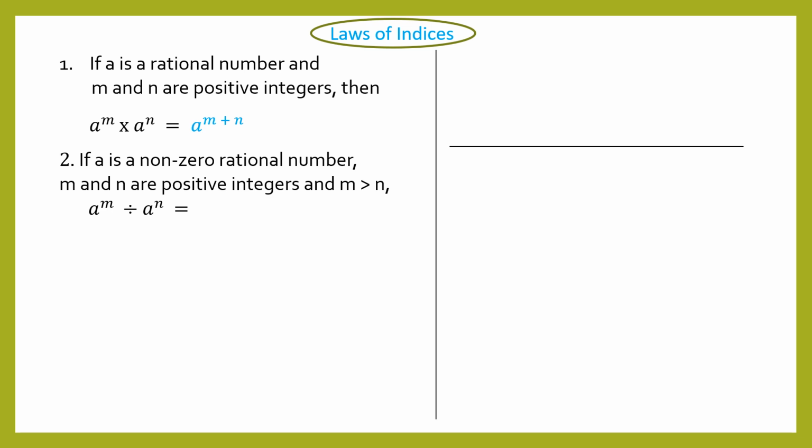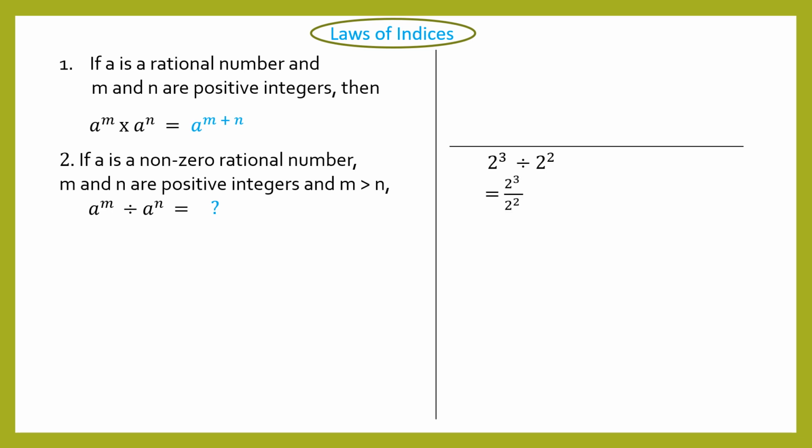Let's understand it with the help of an example. Same example what we had taken for the multiplication rule, just multiplication is replaced with division. So we have 2 cube divided by 2 square. Now this can be expressed as 2 cube upon 2 square.